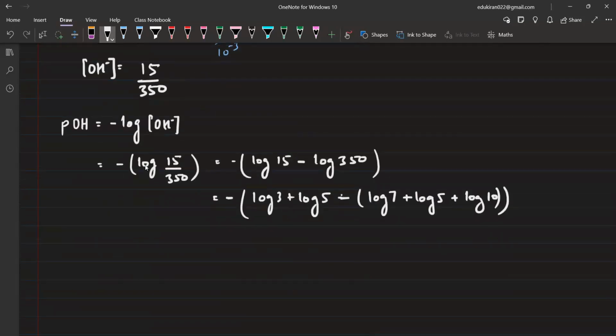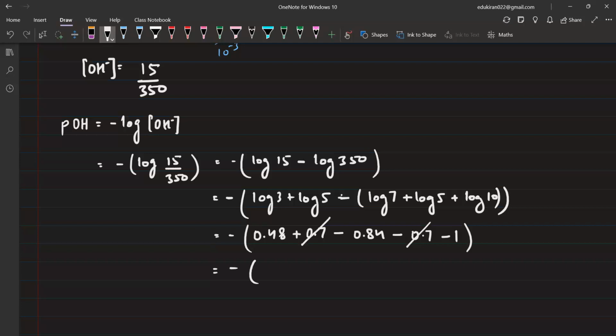So from here we can just plug in the values. Log 3 is 0.48, plus log 5 is 0.7, minus log 7 is 0.84. Then again minus log 5 is how much? 0.7, and minus 1. So 0.7 and 0.7 cancel here, leaving 0.48. Can you calculate this? How much is it coming?